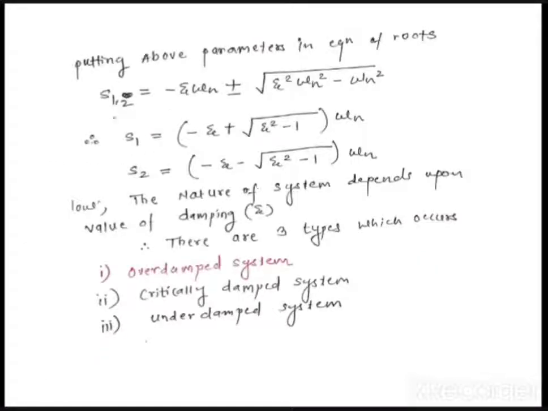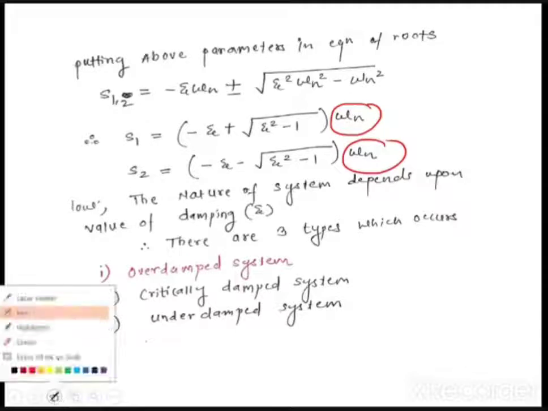Finally, what are my roots? s1, s2 is equal to minus C upon 2m, plus or minus the square root of the remaining term. Putting C upon 2m as zeta into omega n, you get two roots: s1 is equal to minus zeta plus square root of zeta square minus 1, with omega n common, and s2 is equal to minus zeta minus square root of zeta square minus 1, with omega n common. Now I have two roots.